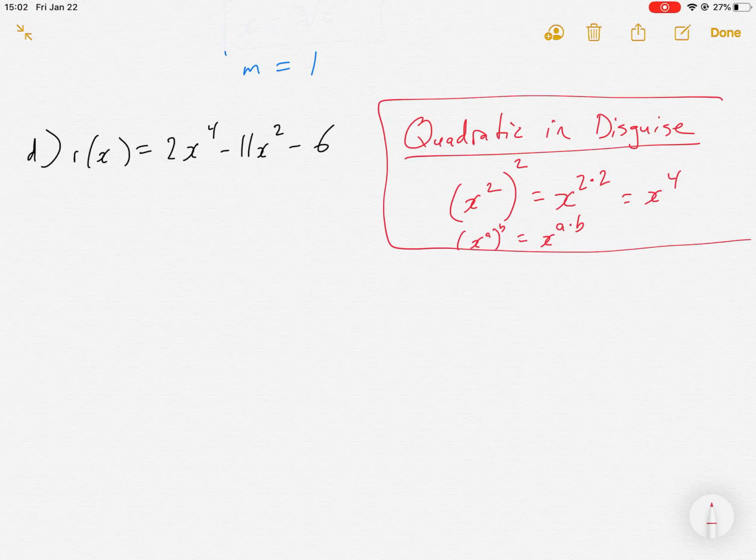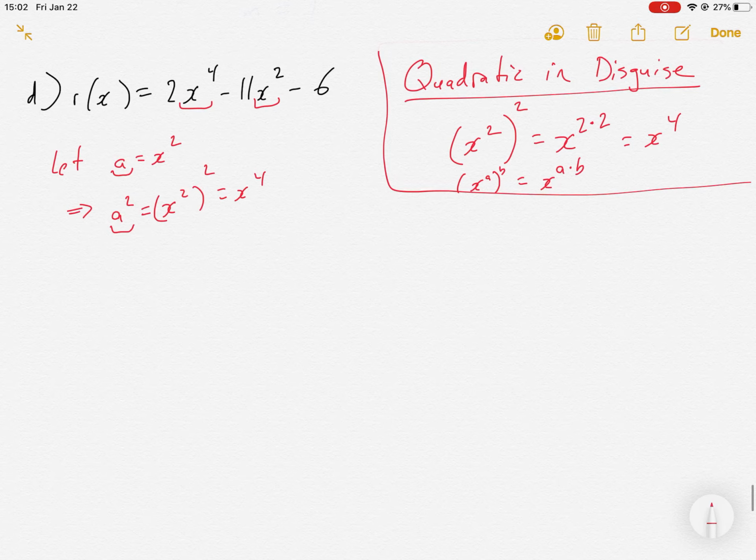So what I'm going to do is use a convenient substitution. I'm going to say let's let a be x squared. And so then that means that a squared equals x squared squared, which is x to the fourth. And so I'm going to replace x to the fourth and x squared with a squared and a. So I'm going to rewrite r of x as 2a squared minus 11a minus 6.